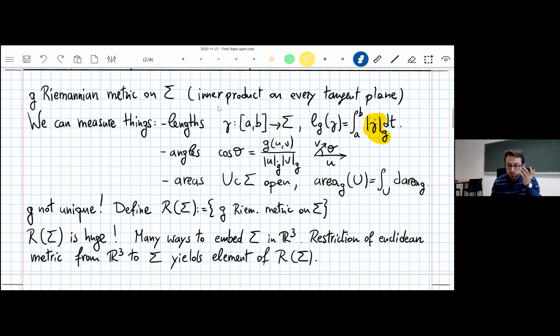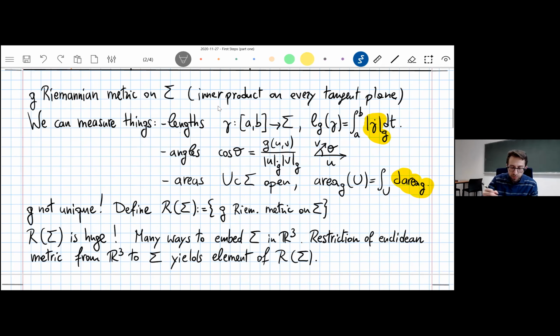So you know the cosine of the angle will be given by the scalar product between u and v normalized. And now once you know about lengths and angles, so you know when two things are orthogonal, you can also speak about areas, simply by saying that an infinitesimally small rectangle with sides of length 1 and orthogonal has area 1. And then this gives you a notion of area element, and you can integrate it and get the area of a region. So here we stress that this g is not at all unique.